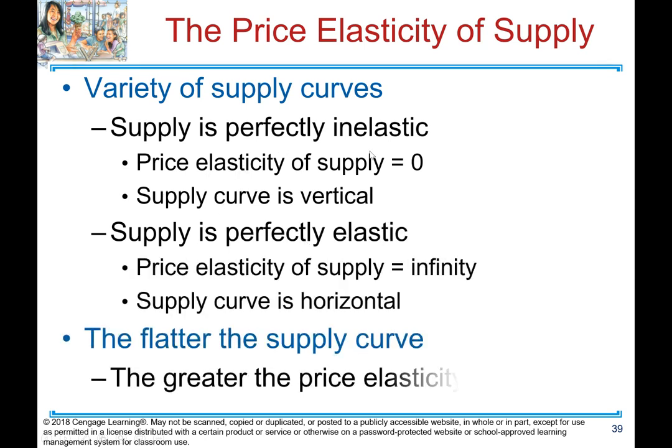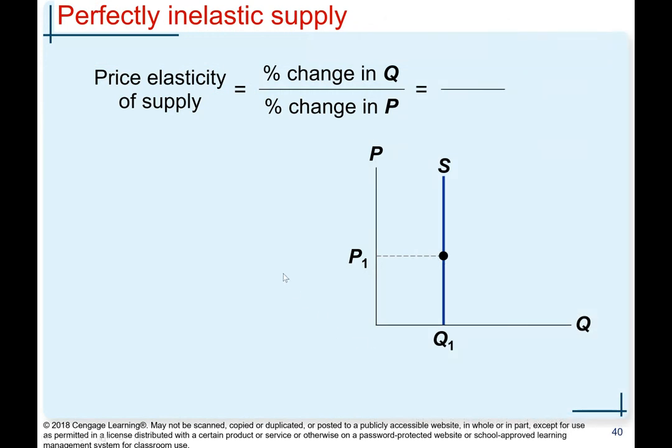Supply is perfectly inelastic when price elasticity of supply is equal to 0. Supply curve is vertical. Supply is perfectly elastic when price elasticity of supply is equal to infinity. Supply curve is horizontal. The flatter the supply curve, the greater the price elasticity of supply. Let's look at some diagrams.